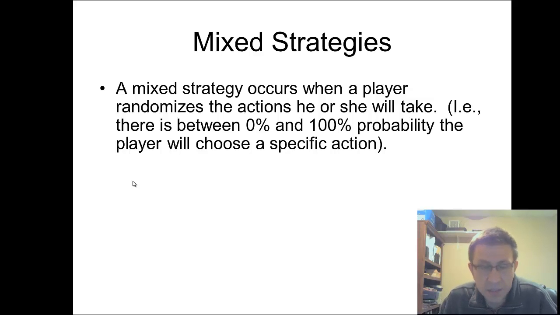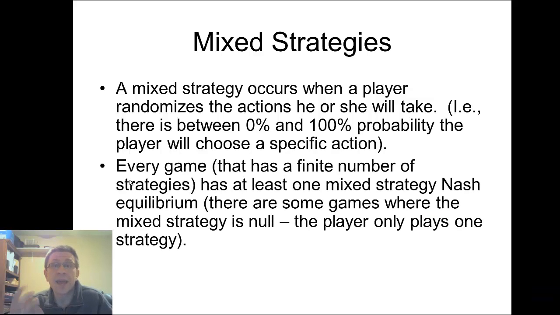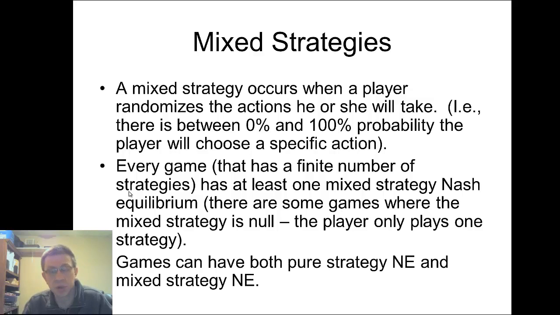In sporting events, in competitions, mixed strategies are crucial. If you do the same thing every time, you will be easily defeated. Basically, you will be exploited by not playing optimally. So every game has at least one Nash equilibrium, although sometimes we call this null, which just means it's a pure strategy. It's the key point. Even games where it will look like they don't have one, but a game can have both pure and mixed strategy Nash equilibrium as well.